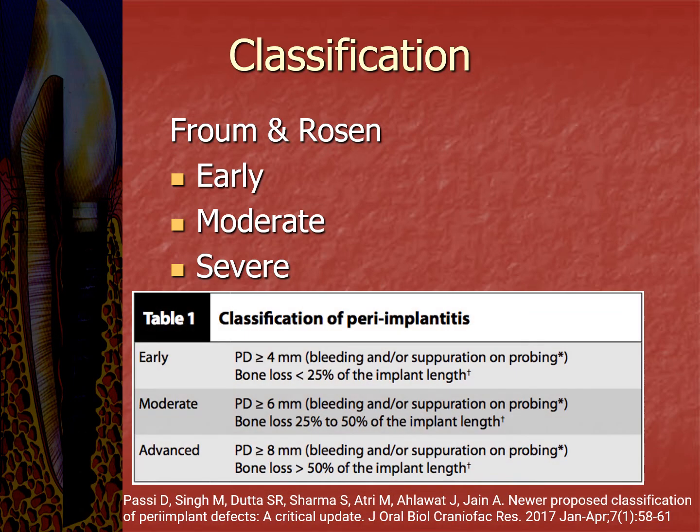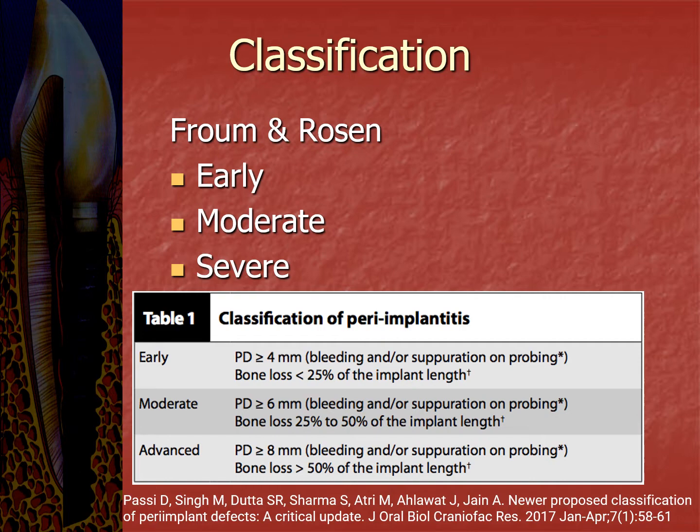Let us see the features of these classes. In the early class, the probing depth is greater than or equal to 4 millimeter along with bleeding or suppuration on probing, and the bone loss is less than 25% of the implant length. In moderate, the probing depth is greater than or equal to 6 millimeter and bone loss is 25 to 50% of the implant length. And in advanced cases, the probing depth is greater than or equal to 8 mm and bone loss is greater than 50% of the implant length.